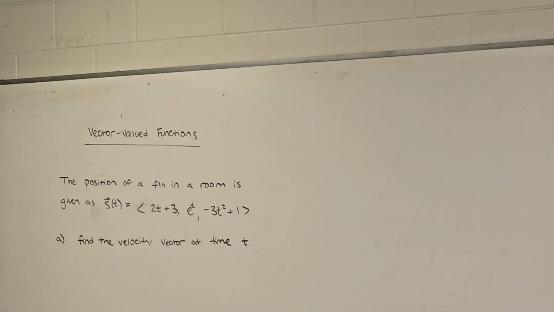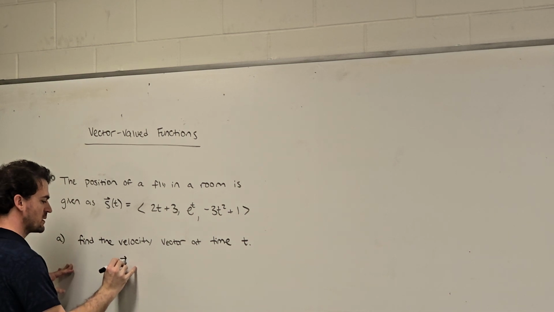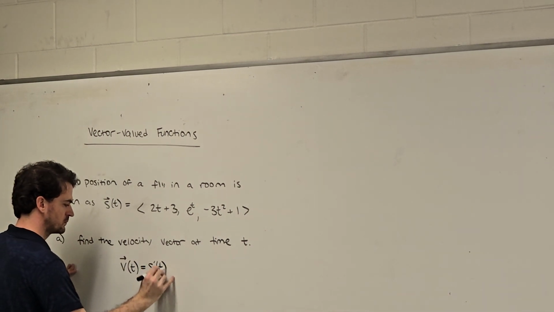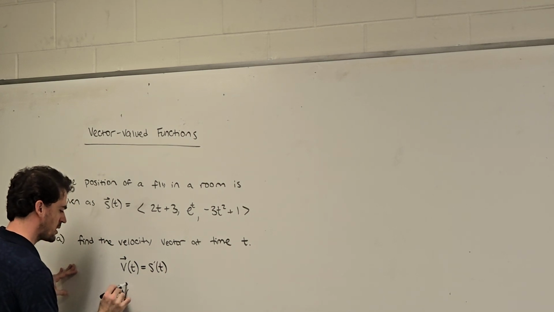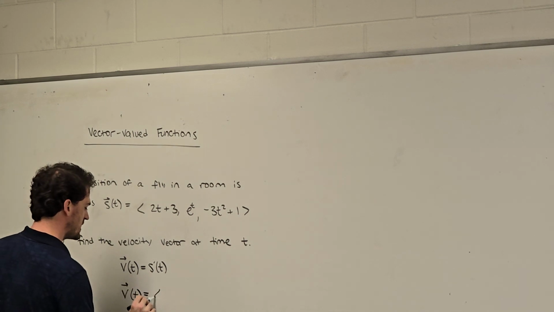So find the velocity vector at time t. We remember if you have position, the derivative of position is velocity. So now your velocity vector is just going to be the derivative. Just like we saw a second ago, we can just take derivatives of each of our components.